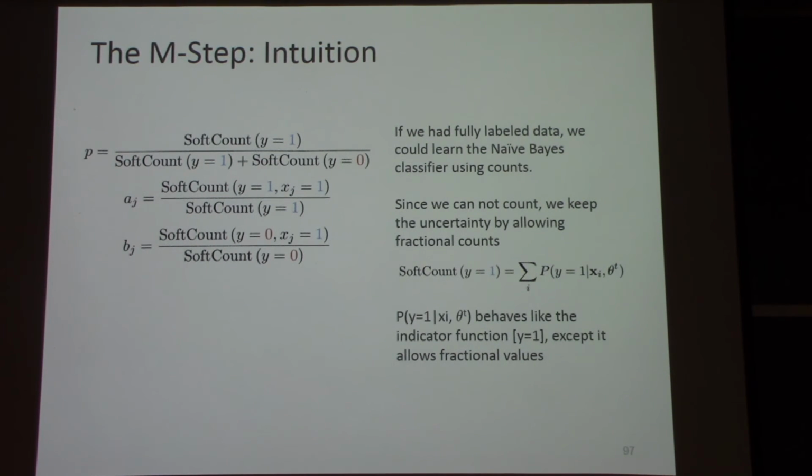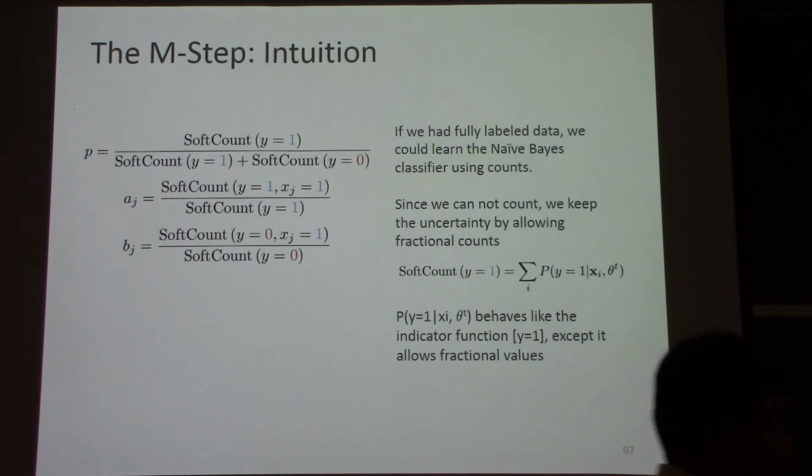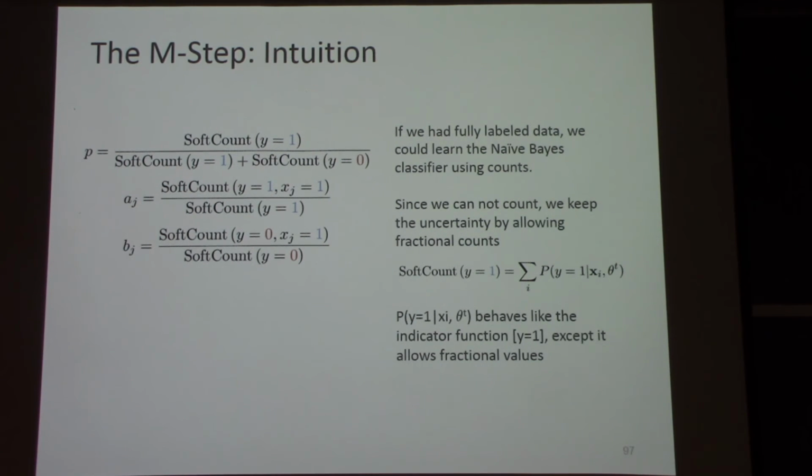Another way of interpreting this solution is that the probability behaves like an indicator function. The probability that the label becomes 1 for an example behaves as if it's an indicator function. Actually, it's the other way around: an indicator can be seen as a probability, where all the probability is on that label. The indicator that y equals 1 is simply a probability function that's peaked on that label. Here we are keeping the uncertainty alive. Questions?